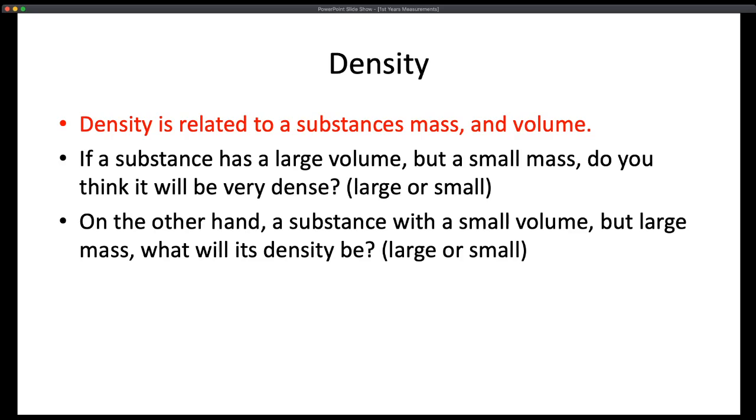On the other hand, if something has a small volume, maybe like a bowling ball, they're pretty small, you fit them in both hands, but a large mass, they're pretty heavy to pick up. What do you think its density would be, large or small? It would be a bit larger, because it's taking up a smaller amount of space but has a larger mass.